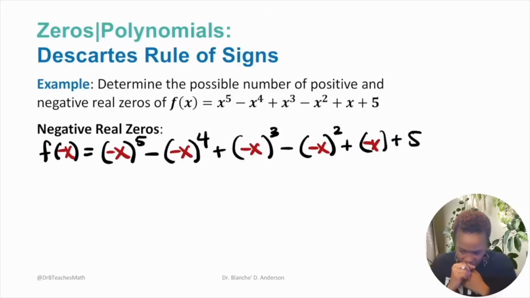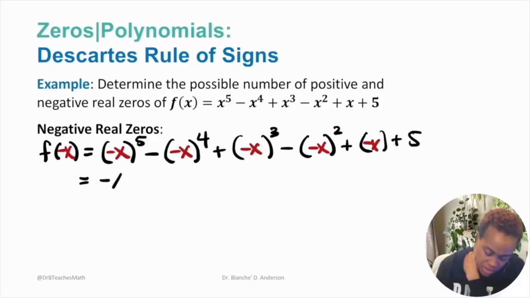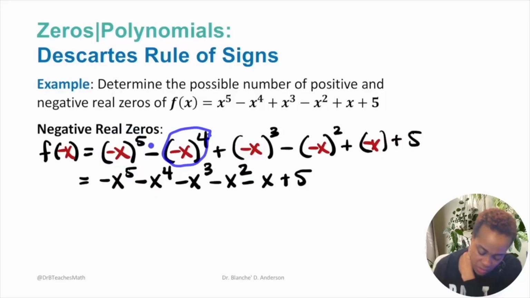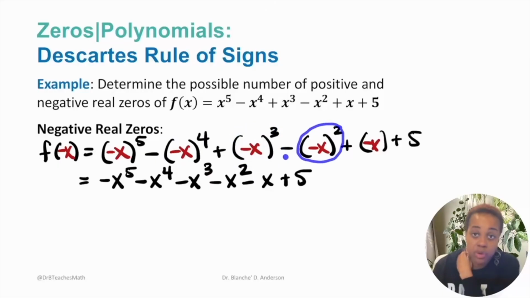Now, what do you notice? Let me write it. This is going to be negative x to the 5th. This is going to be minus x to the 4th. You see that? Minus x cubed. Minus x squared. Minus x plus 5. Y'all see that? Because this is going to stay negative because it's an odd power. This becomes a positive x to the 4th, but you have the minus. This becomes a minus x cubed. And then this comes out to a positive x squared, but you have the minus.